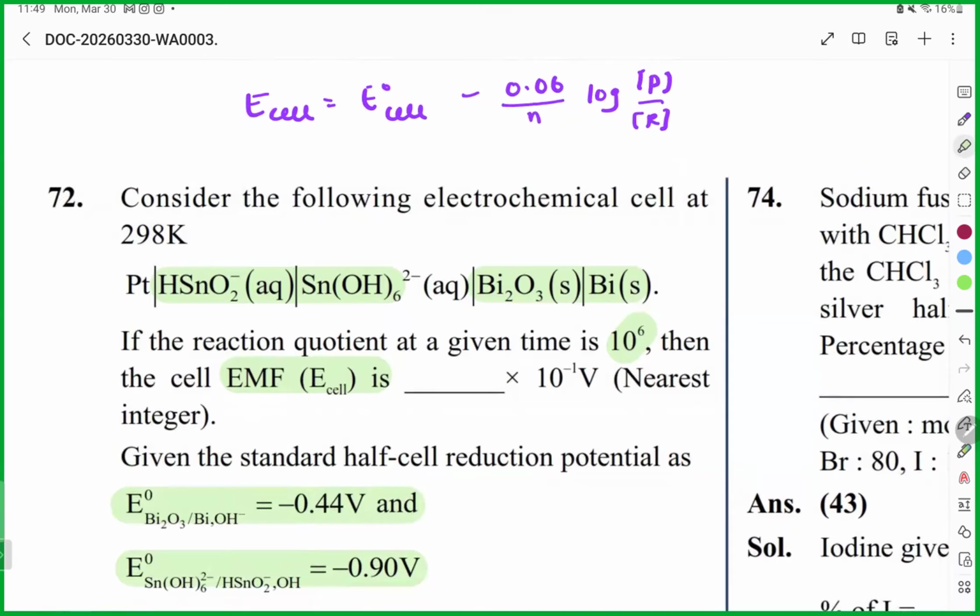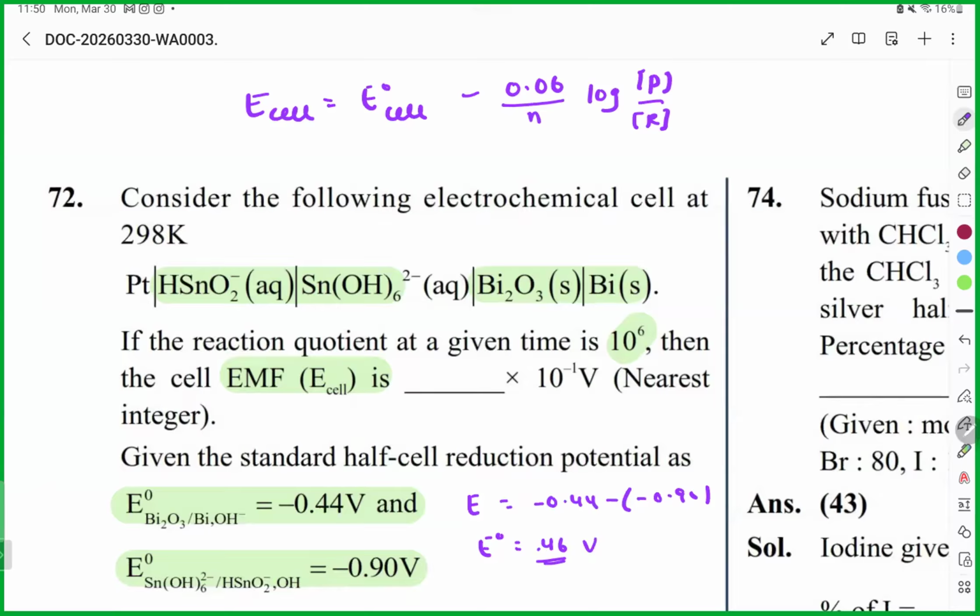Because E naught cell value is always positive, so you never make a mistake in this. Never. So minus 0.44 minus 0.90, so it will become plus. So 90 minus 44 will be equal to 46, 0.46 volt. So you got E naught cell.